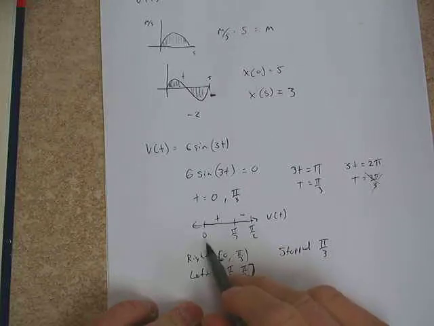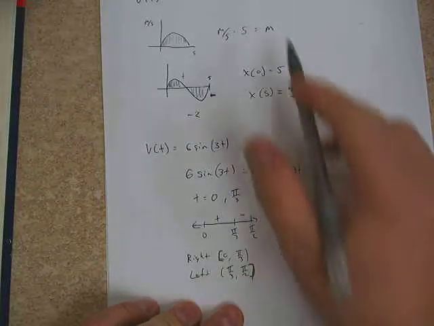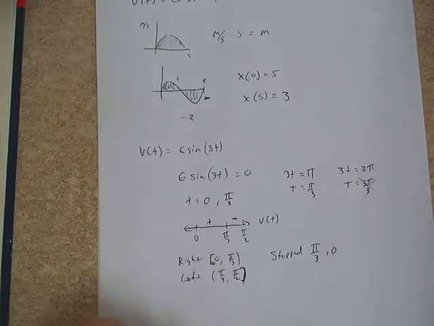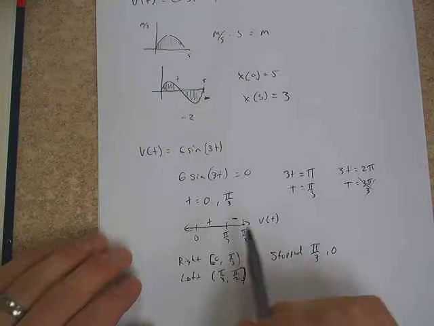And then the stopped part is, of course, going to be when the velocity equals 0, which is going to be at pi over 3. Right? Now, technically, since the 0 is also a candidate, and it's also a part of the interval, since we're including it, we'd say it's stopped at pi over 3 and 0.